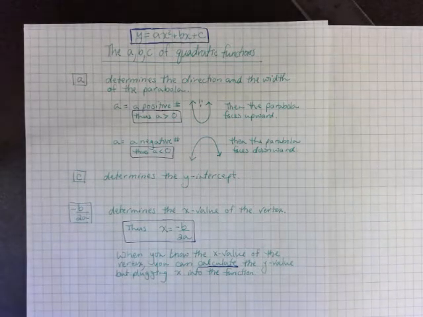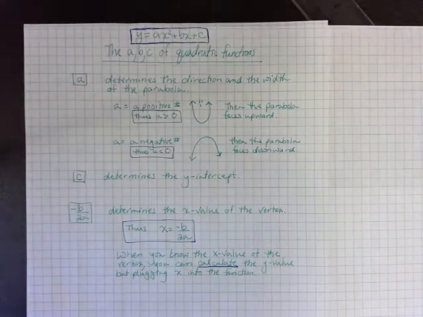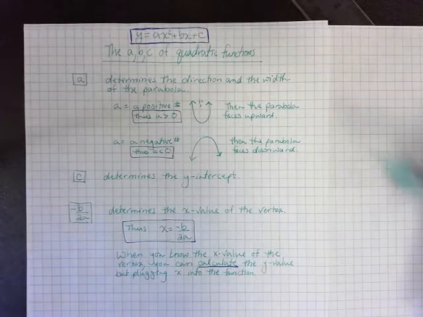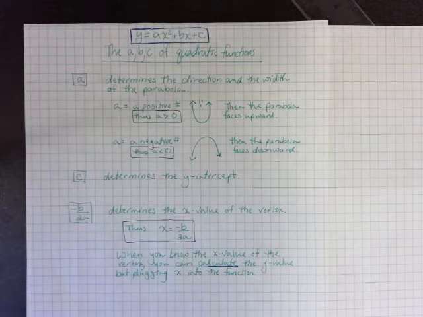Okay, so here we are talking about our quadratic functions. When we have a quadratic function, y equals ax squared plus bx plus c, we can determine a lot of parts of the function by looking at the a, the b, and the c. We talked about this already, so I'm not going to go through it again. If you want, you can pause this and read through it one more time.